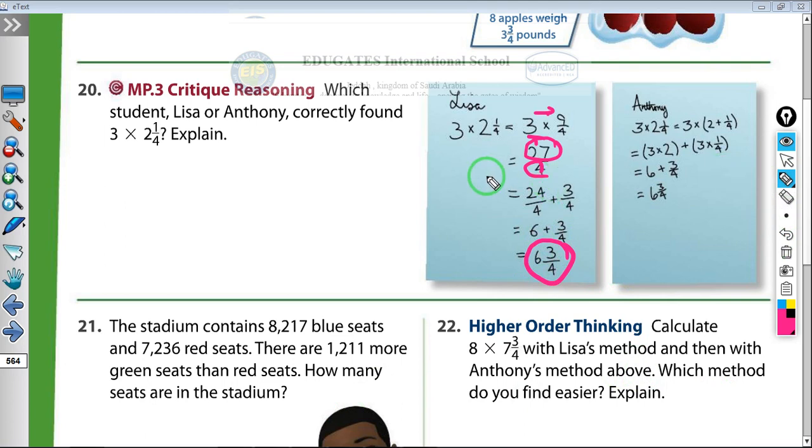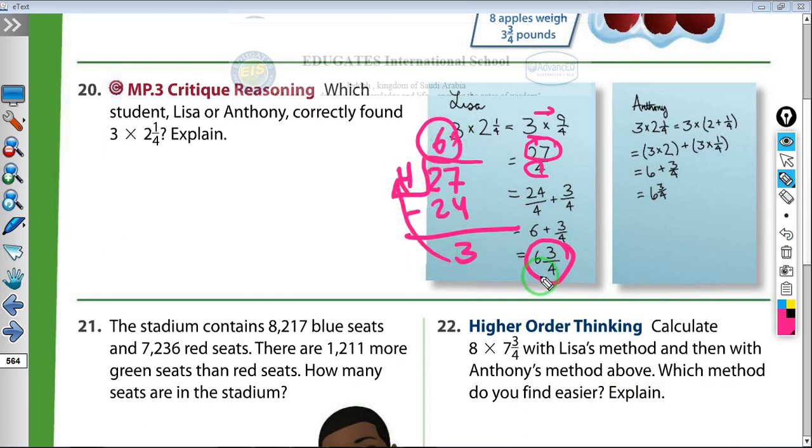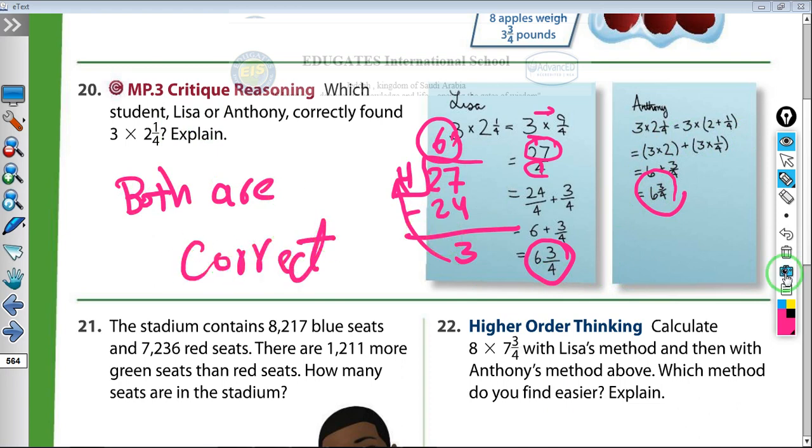As we said before, we can divide 27 by 4. 4 times what is close to 27? 4 times 6 is 24. 27 minus 24 is 3. The answer is 6 and 3/4. That's it. Here, this is the other way that we didn't explain, but he got the same answer, so both are correct. You hear, both are correct. Okay?